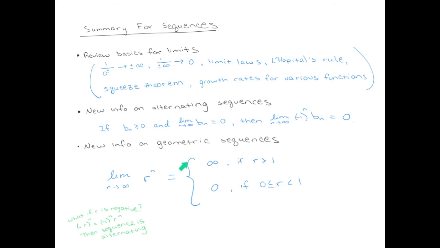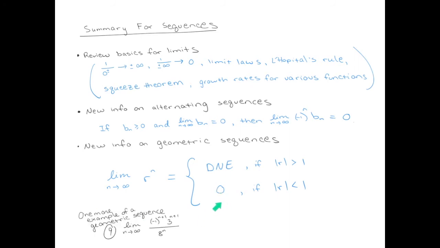But then remember that we have this rule, which is that as long as the positive part goes to 0, then the alternating part would go to 0 as well. So actually, for the geometric sequences, we can include the possibility that the r values are negative. So here's an updated version of the geometric sequence. As long as the absolute value of r is greater than 1, then the limit does not exist. And as long as the absolute value of r is less than 1, then the limit is equal to 0.